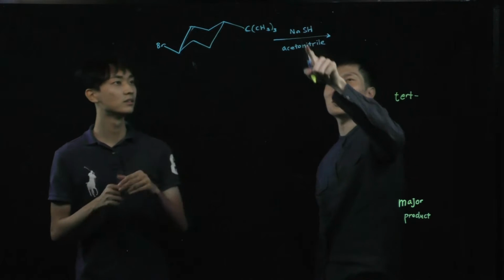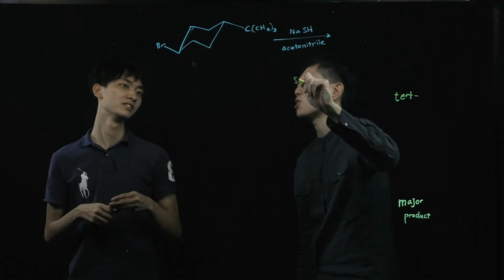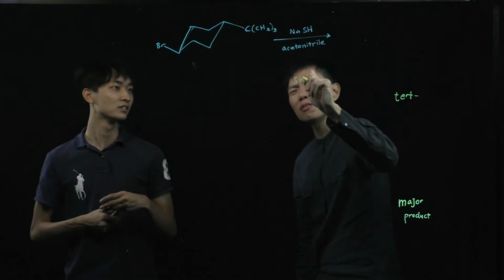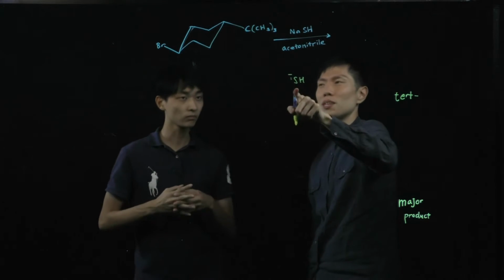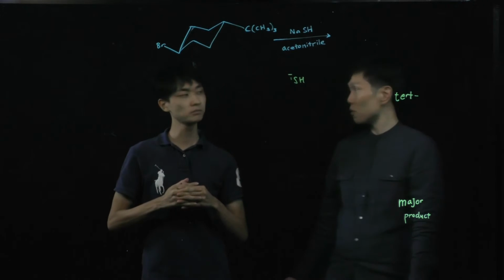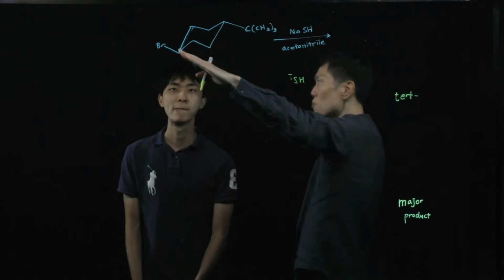And here, sodium SH. It's a strong nucleophile. So it will kick out the bromine, right? Leaving group. But we notice something here: this bromine is on the equatorial position.